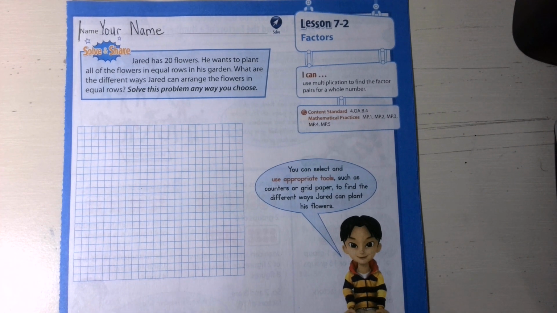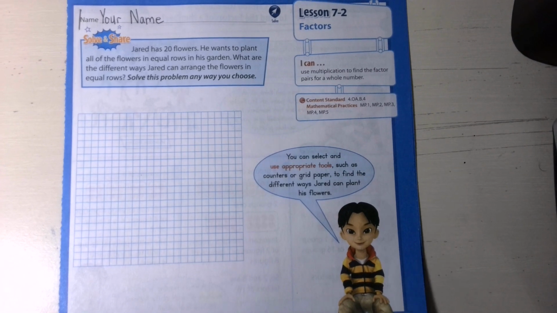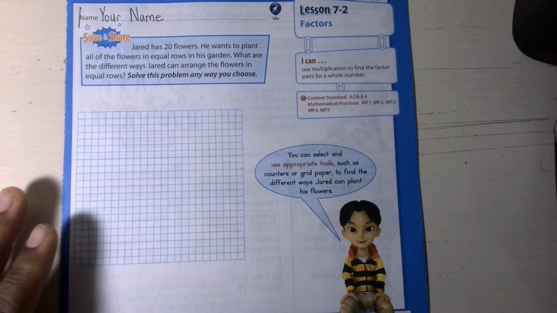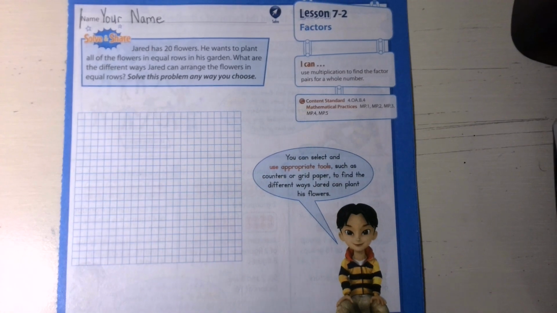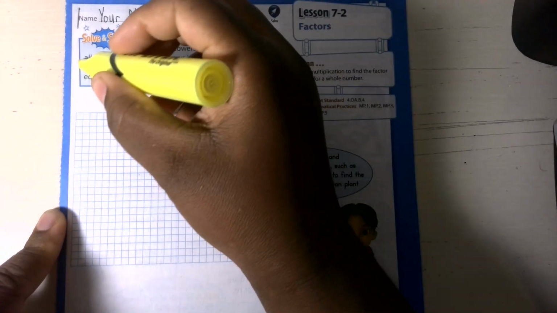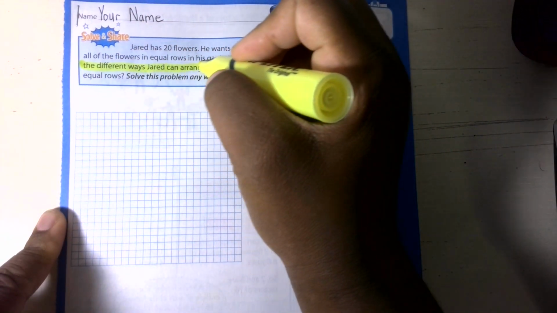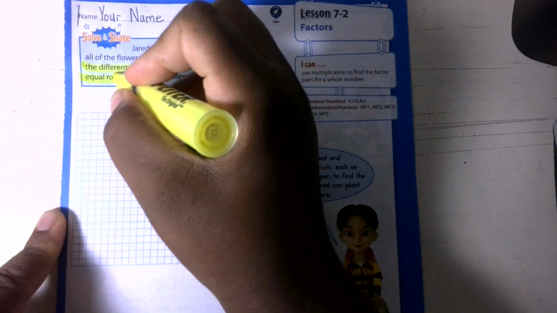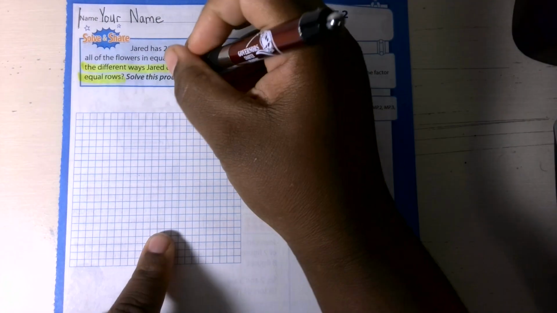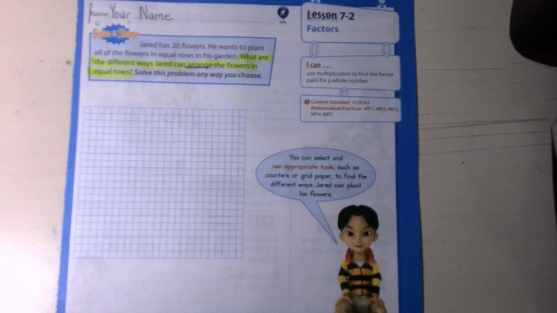In lesson 7.2, we're still looking at factor pairs for a number, and we want to quickly and confidently generate factor pairs by thinking of multiplication. So my actual question is, what are the different ways Jared can arrange the flowers in equal rows? This question is asking about arrangements, and I know that factoring is arranging.